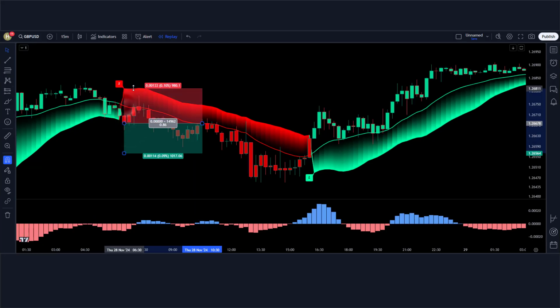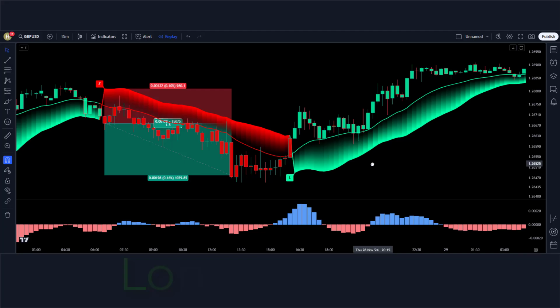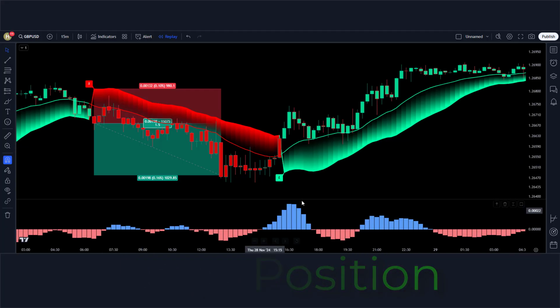Our stop loss will be placed above this plot line. And the risk to reward ratio will be 1:1.5. The market has completely hit the target. Now let us understand the long position.